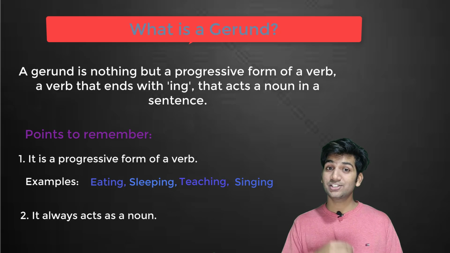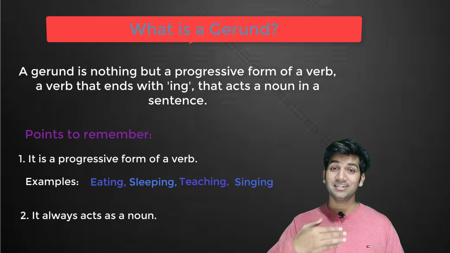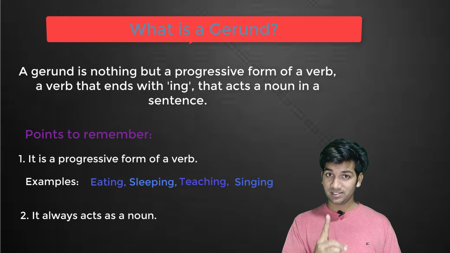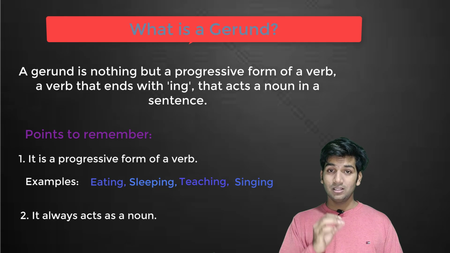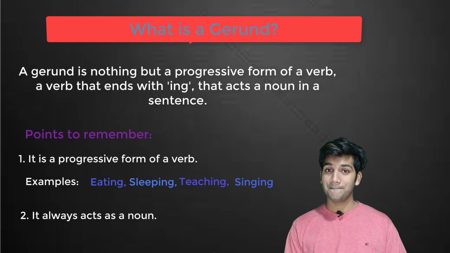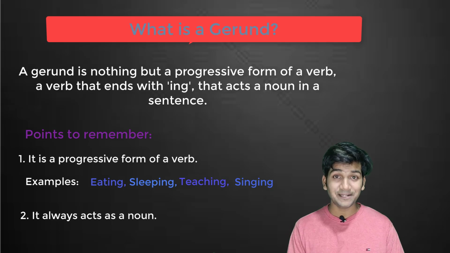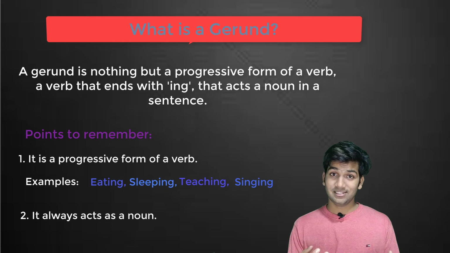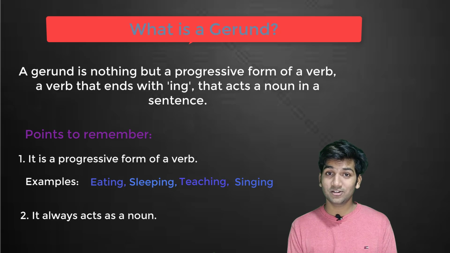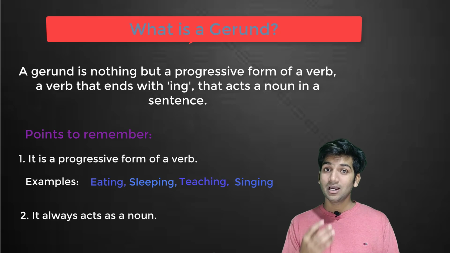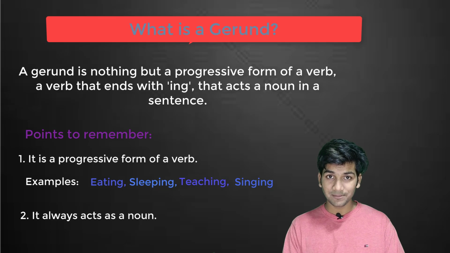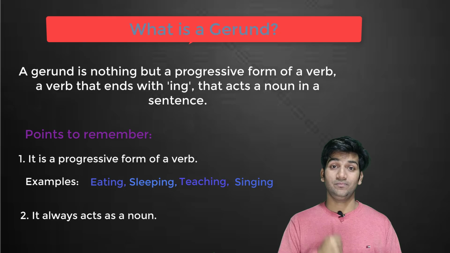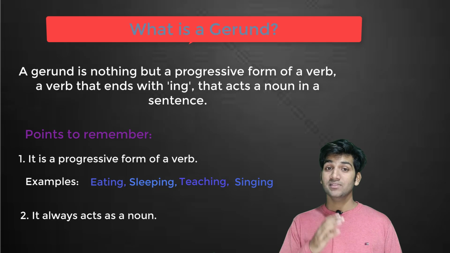Number two, it always acts as a noun. Guys, I want you to pay attention to this part. Though it looks like a verb, it is not a verb. It's not acting as a verb in the sentence. It is acting as a noun. Yes, I totally agree. It does look like a verb, right? It is used as a verb in most of the cases, but here when we talk about a gerund, it acts as a noun. You need to understand this, okay?